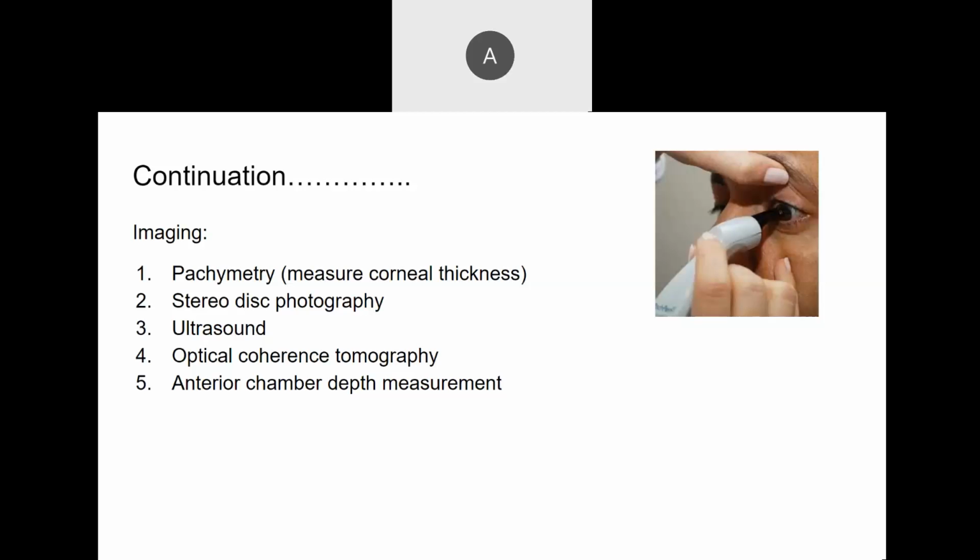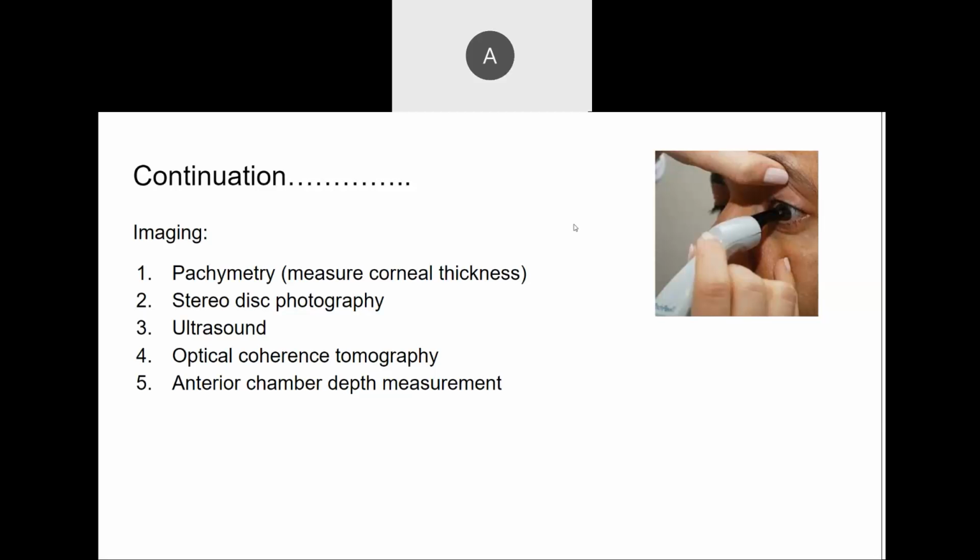Okay, yang anterior chamber depth measurement ni semua tak perlu. Ultrasound, stereo disc photography, okay, you can say. Okay, pachymetry pun okay. Kenapa pachymetry ni? Sebab pachymetry dia ada related dengan IOP kita.